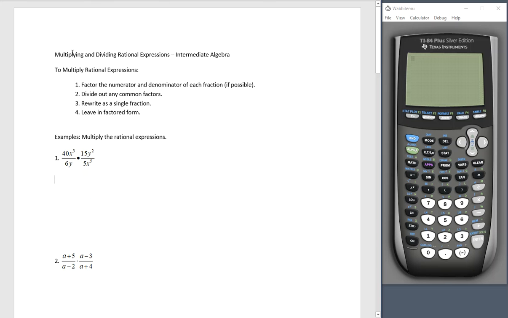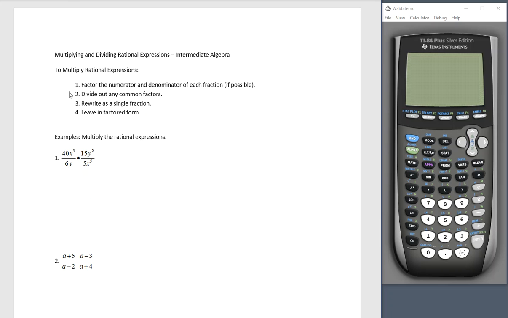Okay, so in order to multiply rational expressions, first we're going to, this is going to sound familiar, factor the numerator and denominator of each fraction if possible. Then we'll divide out any common factors, rewrite as a single fraction, and then leave in factored form.